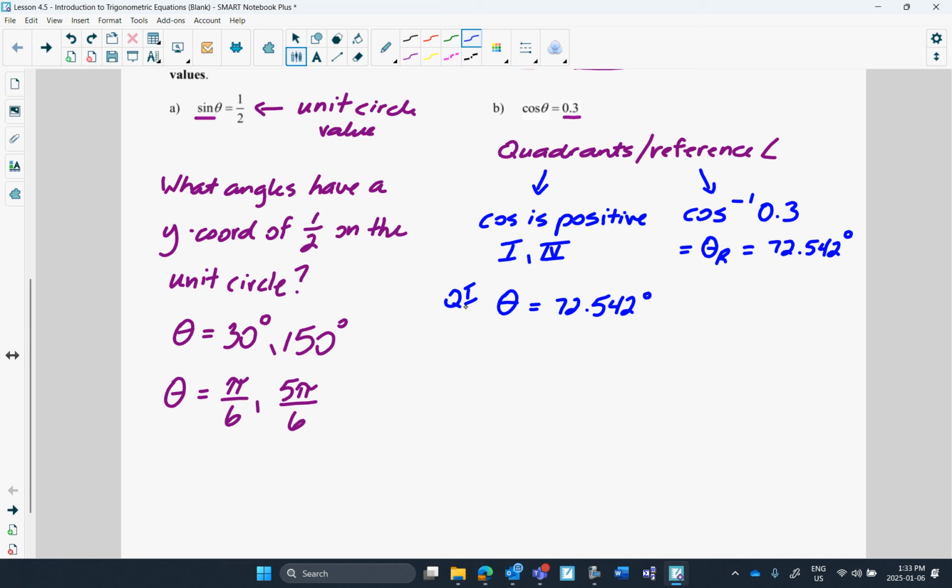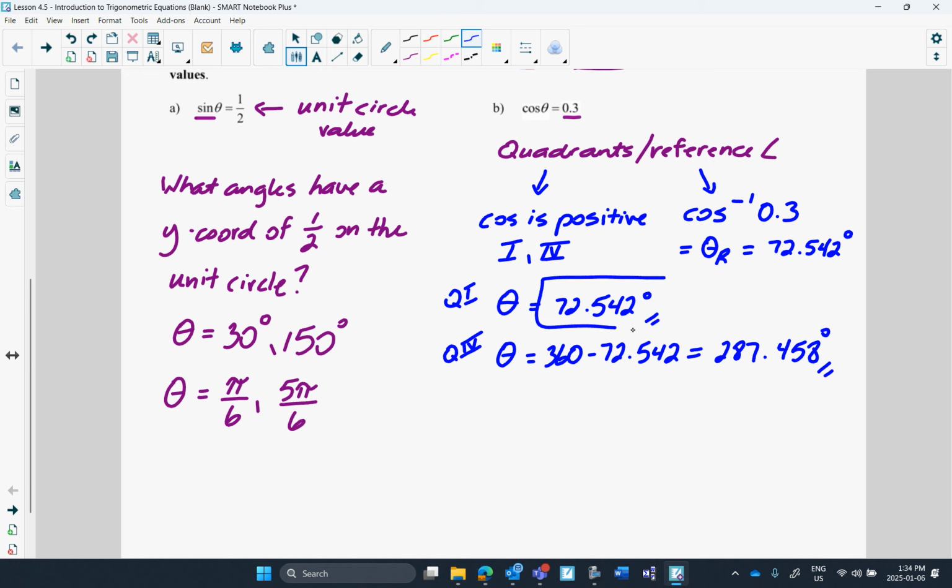In quadrant 4, how do I find the actual angle? 360 minus the reference angle. So 360 minus 72.542 is 287.458 degrees. So these are your two answers.